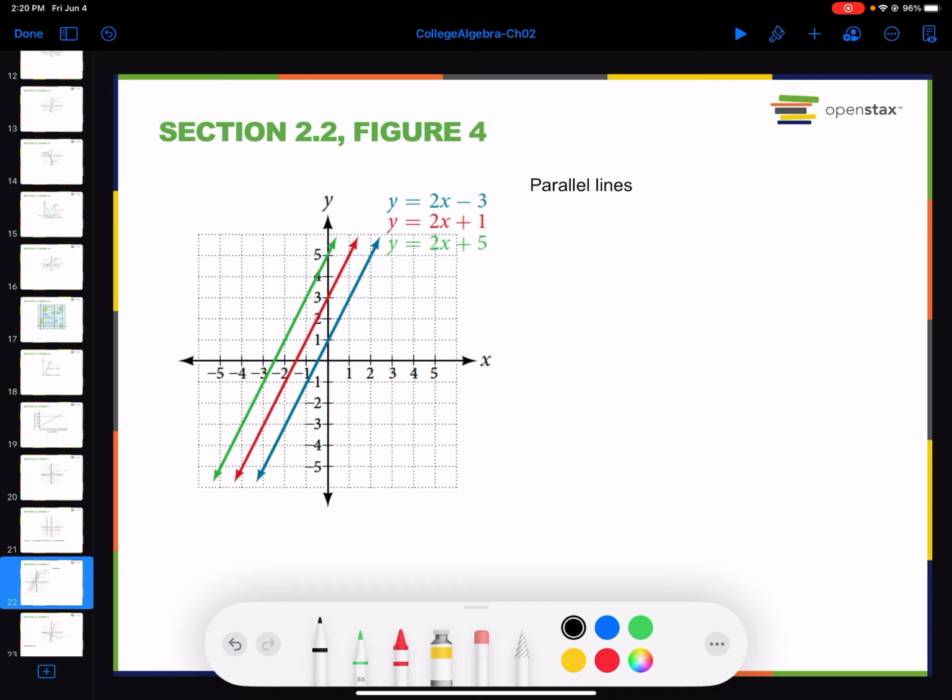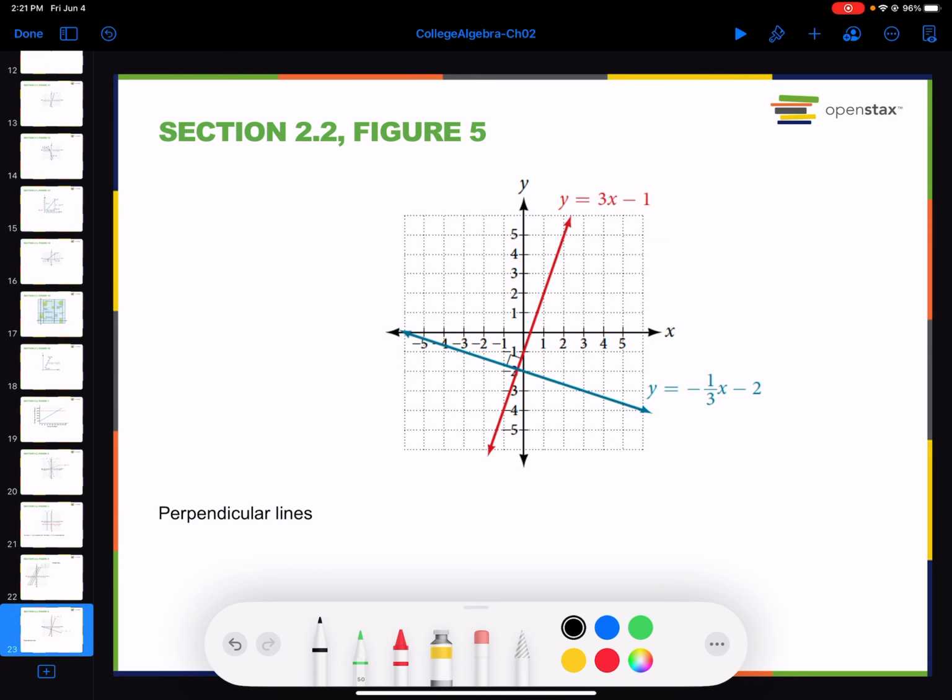This one is showing you parallel lines. Parallel lines share the same slope. So they're all going to start with 2x, or whatever that slope is. In this case, it's 2x. And this number right here is showing you what the intercept is. So we've got a -3 intercept. You can see here, we've got this one right here. And then we have a +1 intercept, so right here, and a +5 intercept, so that's right here.